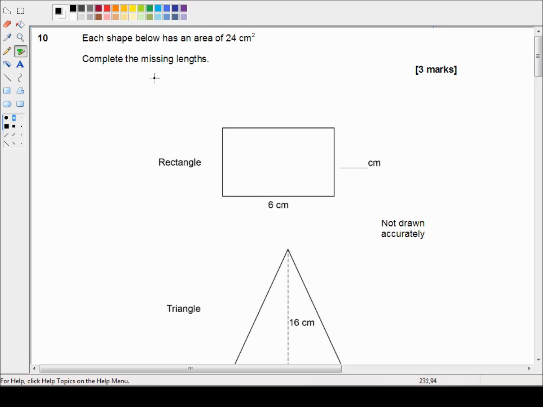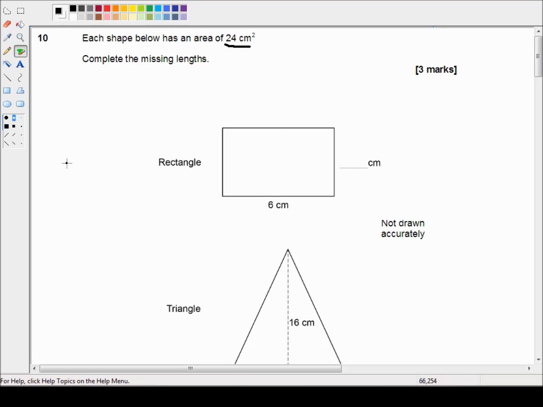And we're picking up in question 10, which reads, each shape below has an area of 24 centimeters squared. Complete the missing lengths. So we've got a rectangle here, and we know that the area of a rectangle is base times height. So 6 centimeters times this missing length is equal to 24 centimeters squared.